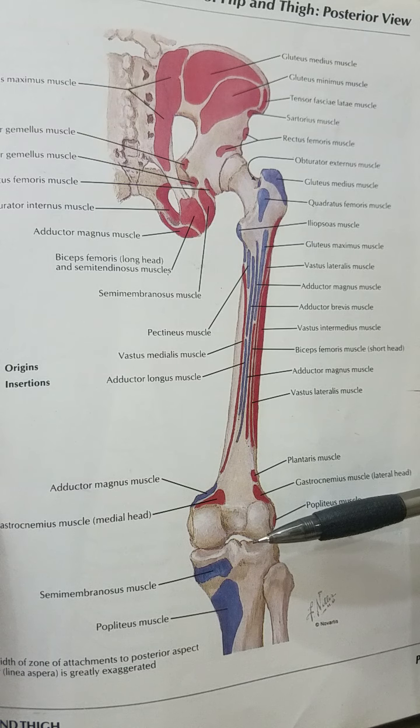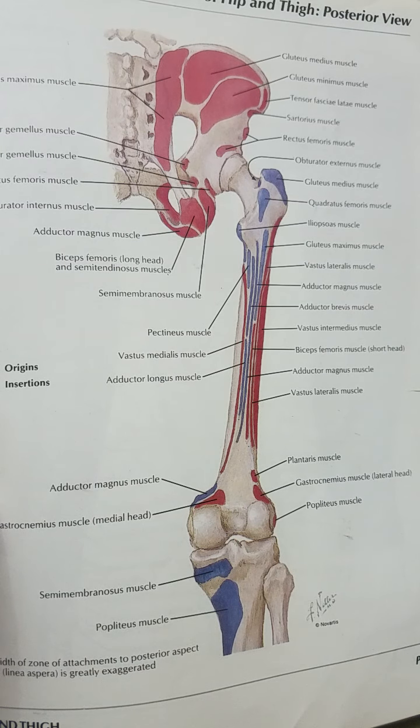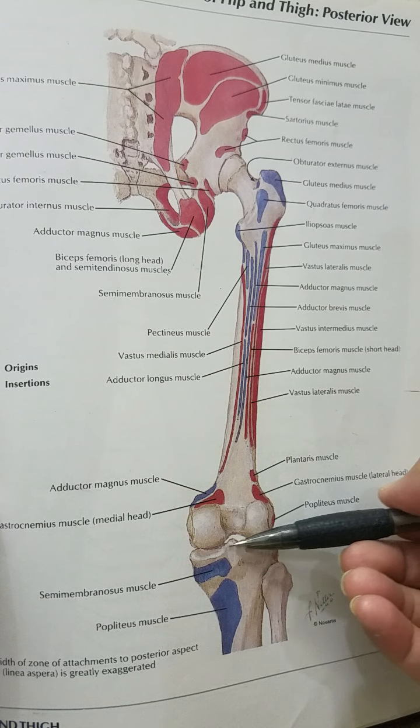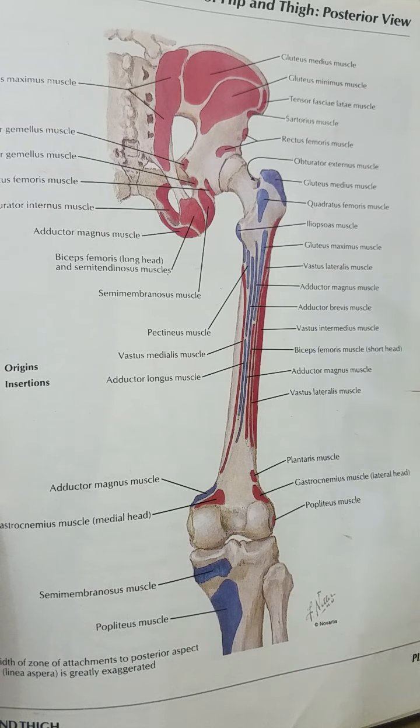Now the fascia which covers this popliteus muscle, this is known as the investing popliteal fascia. So this fascia forms the inferior part of the floor of the popliteal fossa.